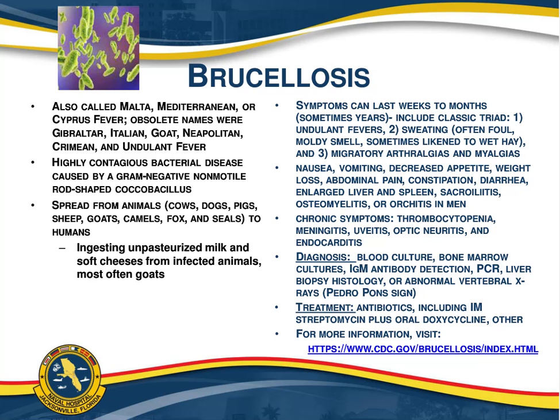So brucellosis, again, I'm doing one slide on all this just to give you a glance into some of these things, and then you can download the PowerPoint and you have this information. So there's a lot of different names for brucellosis. It's a bacterial disease, gram-negative, non-motile, rod-shaped coccobacillus. There's a picture of the bacteria, spread from animals, cows, dogs, pigs, goats, camels, fox, seals. You can get it from ingesting unpasteurized milk and soft cheeses from infected animals.